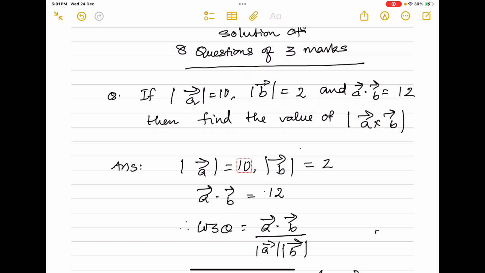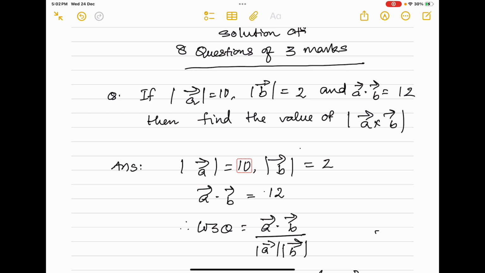If mod vector A equal to 10, mod vector B equal to 2 and vector A dot B equal to 12, then find the value of mod vector A cross B. We know that A cross B is mod vector A mod vector B sine theta n cap. So it is connected to sine theta.